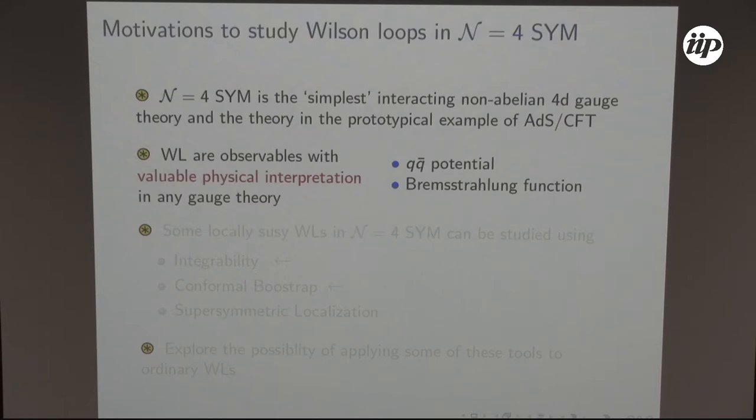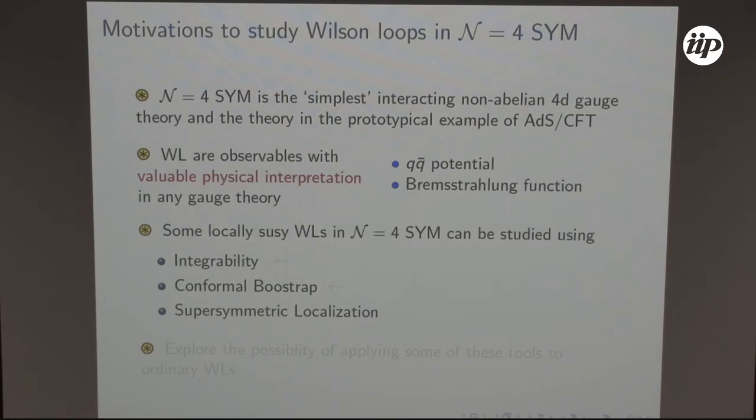And then in this context of N=4, there were some locally supersymmetric Wilson loops that were mainly studied in the literature, and those are very interesting because they could be treated with a variety of sophisticated theoretical tools, such as integrability, conformal bootstrap, or supersymmetric localization, which allows you to get exact results somehow. But with this recent work, our motivation was to explore the possibility of applying some of these tools to ordinary Wilson loops, those that are non-locally supersymmetric. More precisely, of course, we won't be able to use supersymmetric localization, but you could study the ordinary Wilson loops using integrability, maybe, and conformal bootstrap.